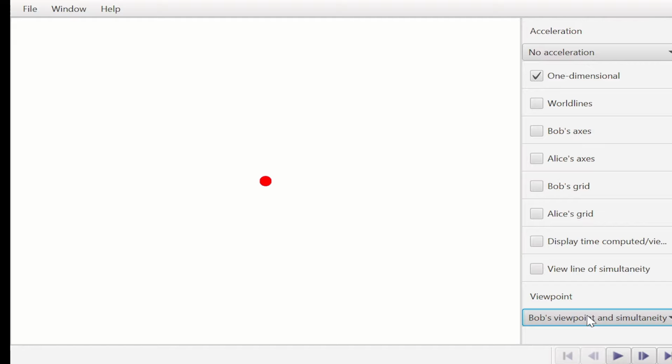Okay, now let's look at the same thing from Alice's point of view. So what Alice sees is Bob moving away and then moving back. So it looks the same to each of them. The other one moves away and then back.